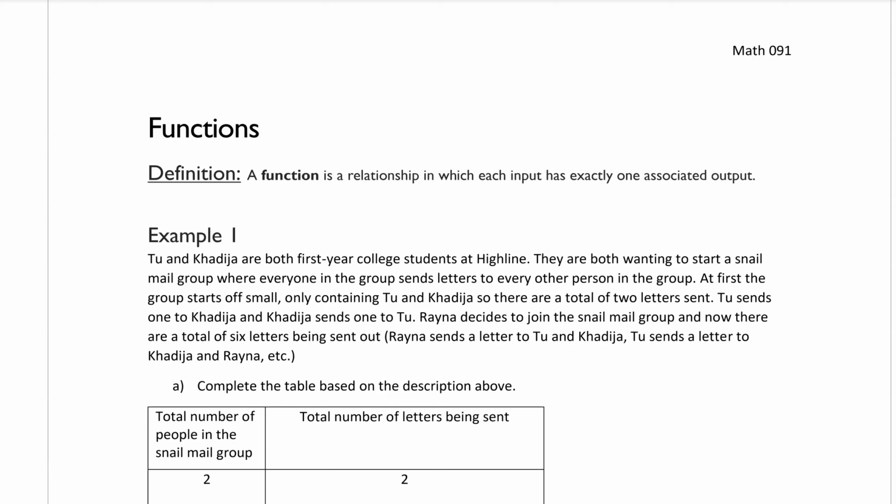A function is a relationship in which each input has exactly one associated output. Let's talk about the first example.